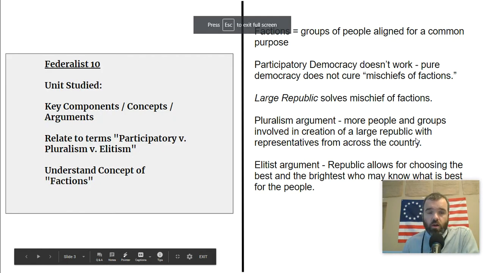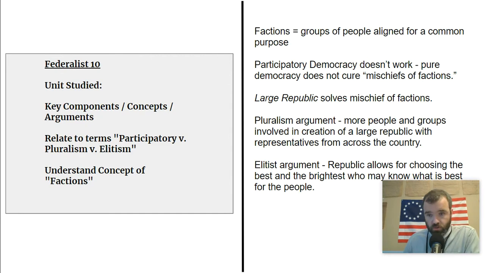So here we go with our next document. The next documents we're required to understand and be able to use for our exams are some of the Federalist Papers and the Anti-Federalist Papers. We'll start with Federalist 10. Federalist 10 was also studied in our first unit on constitutional origins.